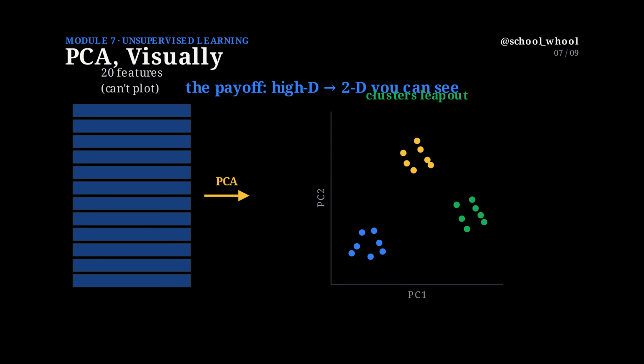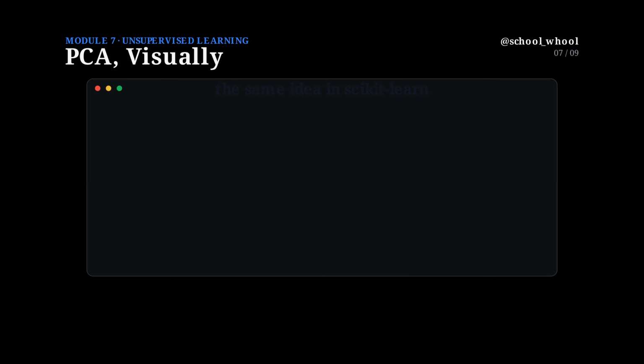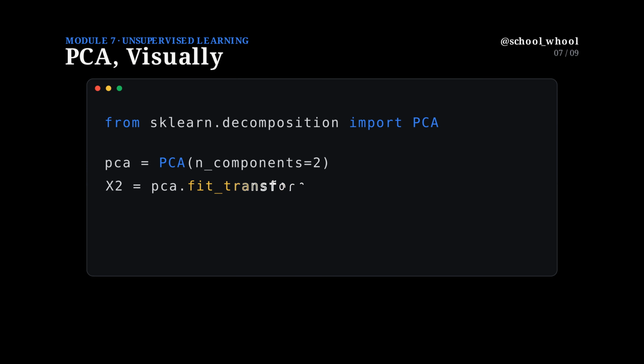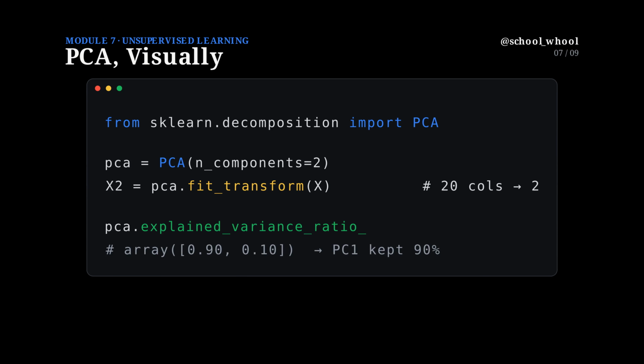In scikit-learn it's 3 lines. Create a PCA with 2 components, transform your data, and you get back a 2-column array. The attribute explained_variance_ratio_ reports how much each component kept, your evidence that 2 dimensions were enough.